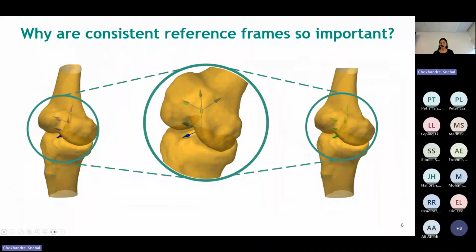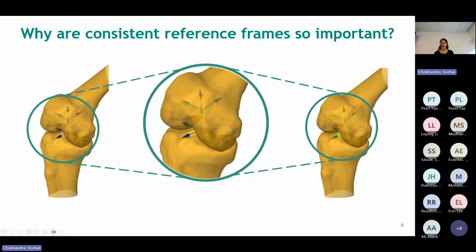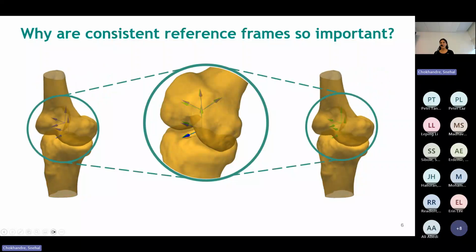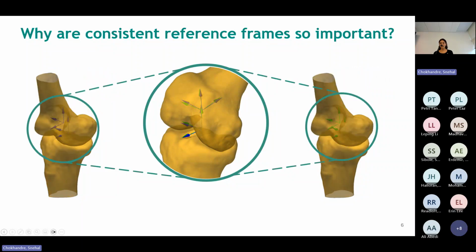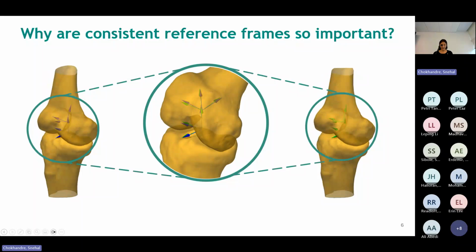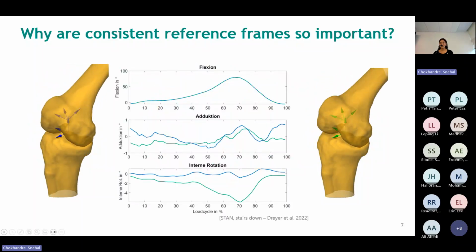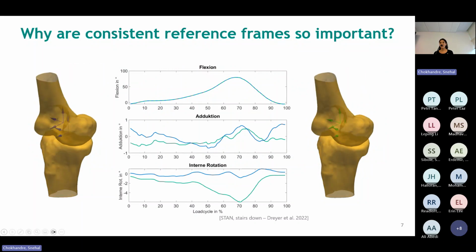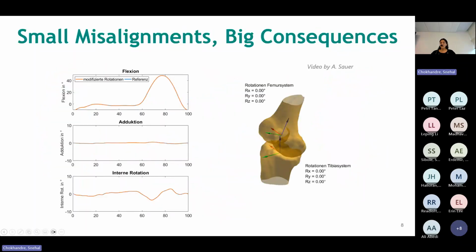So why is ensuring consistent reference frame poses so important? Because if we take 2 knees, as the ones that you can see here on the screen, that are moving in the exact same way, have the same bone geometry, but then we use reference frames that are only slightly differently aligned to quantify those kinematics, we're actually going to end up with signals that are visually different, even though we know they represent the exact same motion. And the magnitude of the axis differences that you need to have that effect is actually not big at all. It's like 1, 2, or 3 degrees.